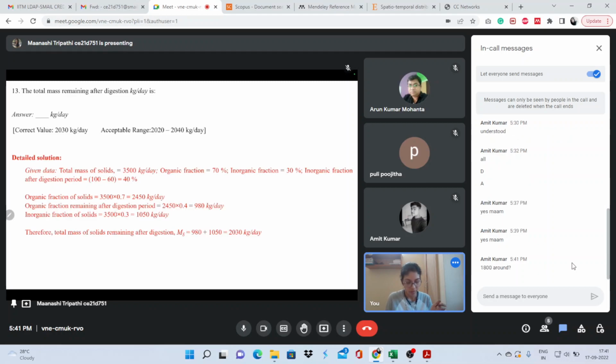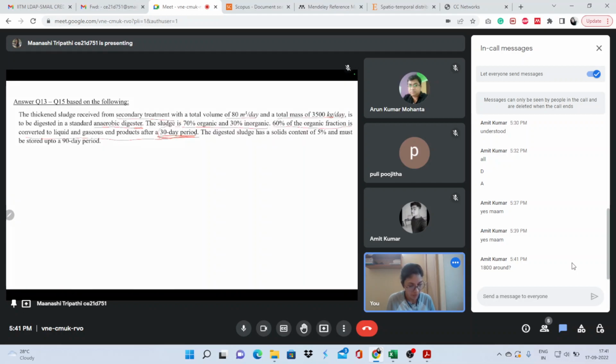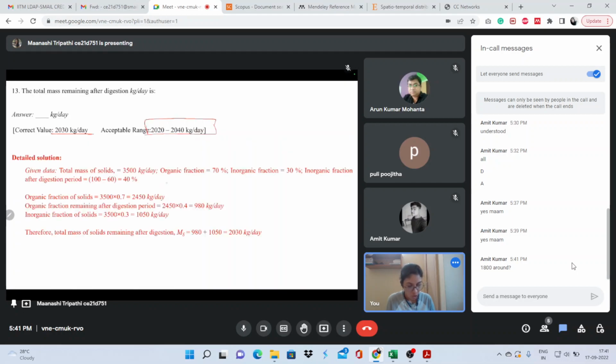Okay. So as you can see, the correct value is this, but we have a very good acceptable range. So if your value is falling between this range, everything will be correct. Total mass was 3500 kg per day. Yeah, 3500 kg per day. Organic fraction is 70, inorganic is 30. Inorganic fraction after digestion is 40%.